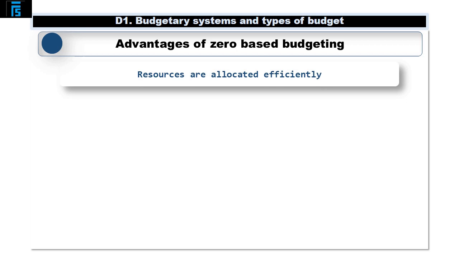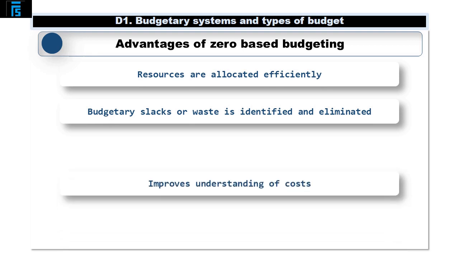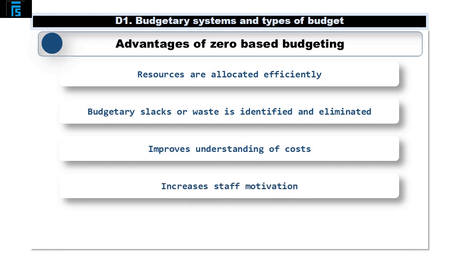Zero-based budgeting should detect inflated budgets and ensure that budgetary slack or waste is identified and eliminated. Zero-based budgeting forces managers to improve their knowledge and understanding of the costs within the organisation, and thus drive managers to find out cost-effective ways to reduce those costs and improve operations. Zero-based budgeting can be seen to increase staff motivation by providing greater initiative and responsibility in decision-making.